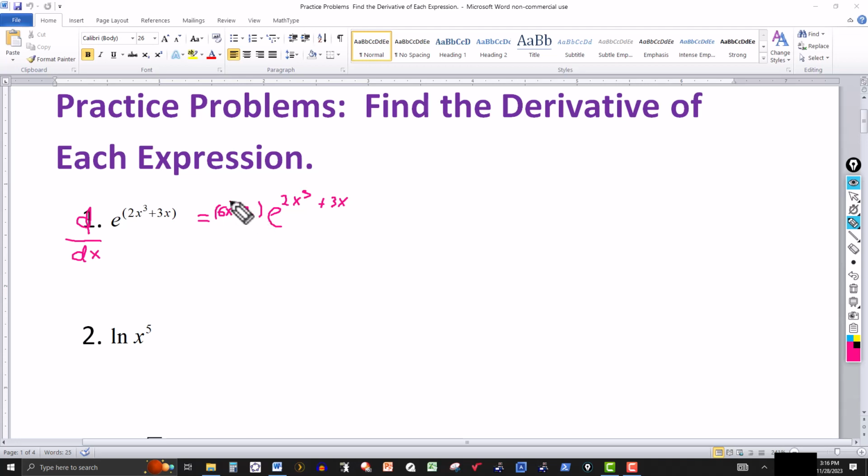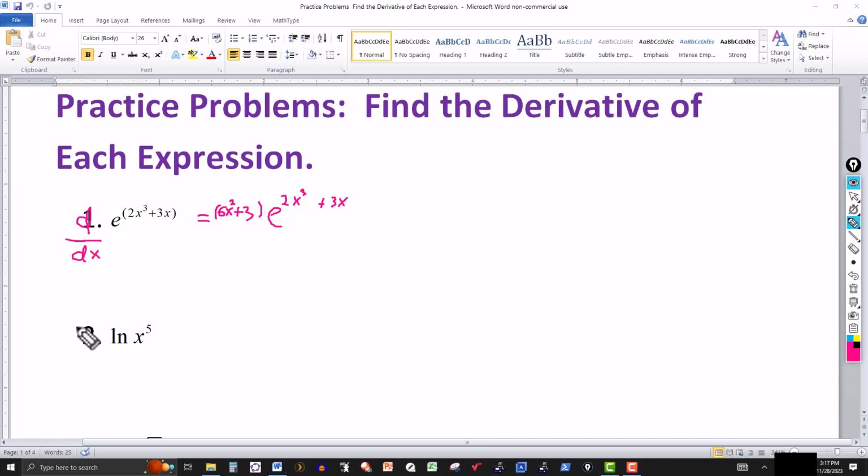And this is a square here, as we got a 3 here. So 3 times 2 is 6, subtract 1. So 6x squared plus 3 times the exponential. No constant of integration because we're doing derivatives.